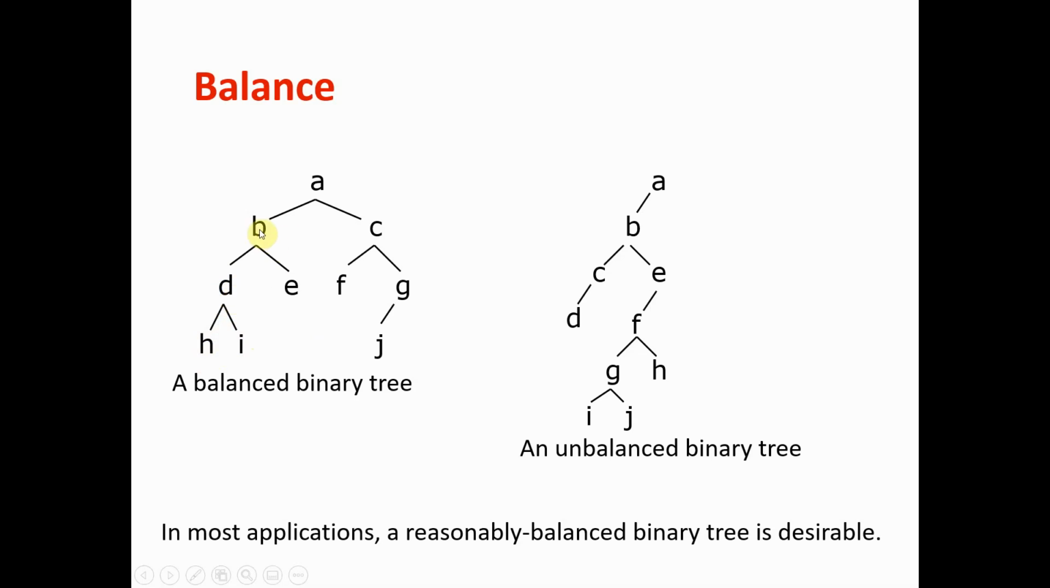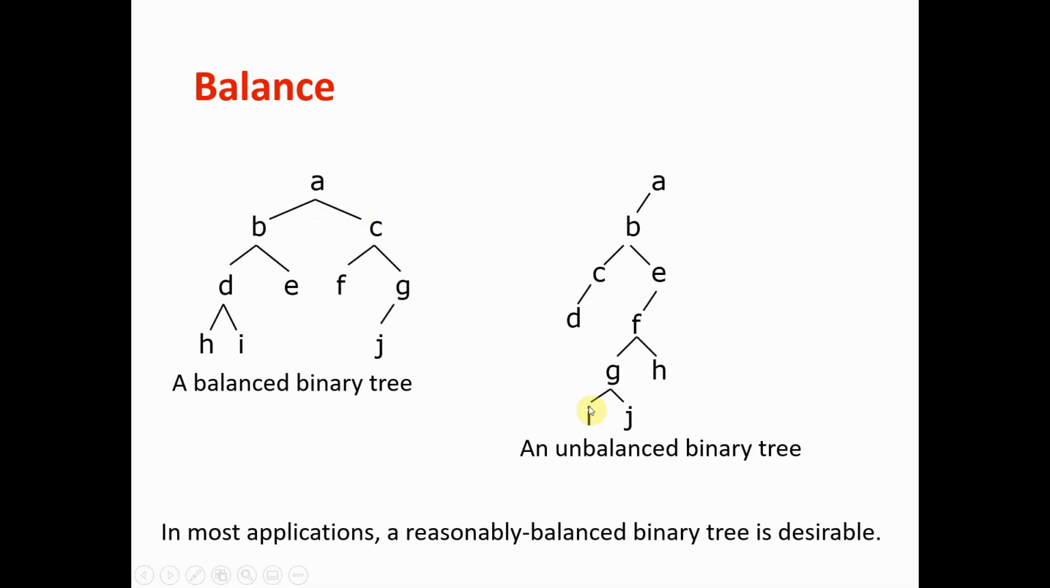That's good. The same thing here: the height of the left subtree is 2, its right subtree is 1, the difference is 1. For this one, the height of the left subtree is 1, 2, 3, it's 3. The height of its right subtree is 1, 2, 3 as well, the difference is 0. And you can verify that for every other node. This is a balanced binary tree.